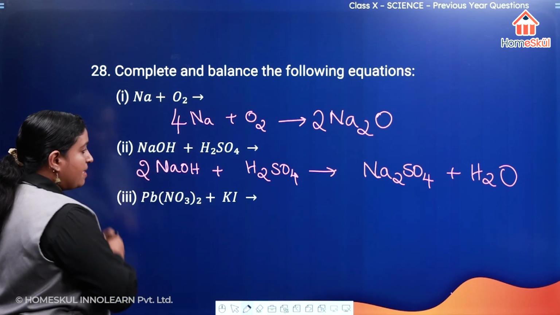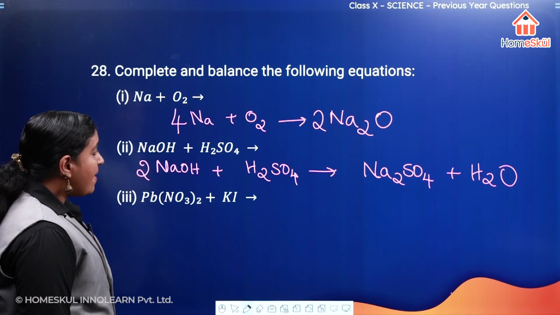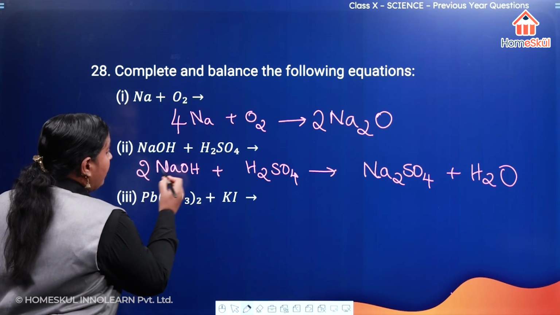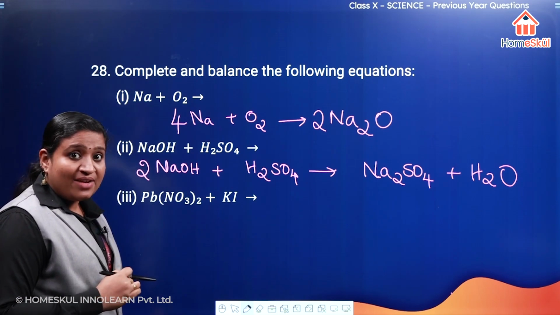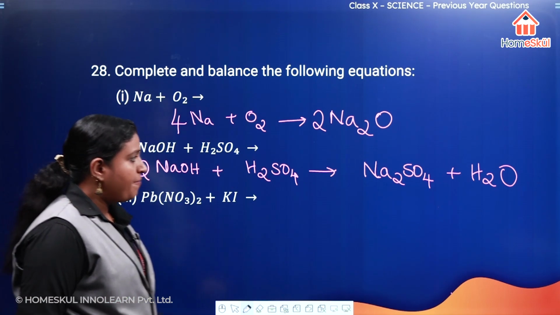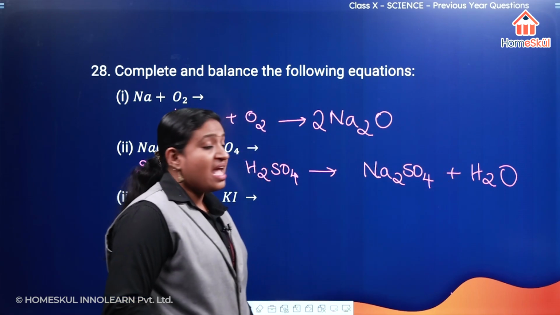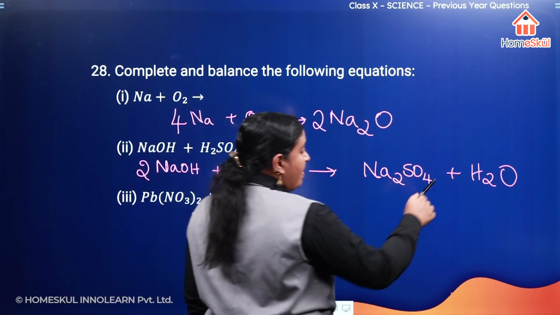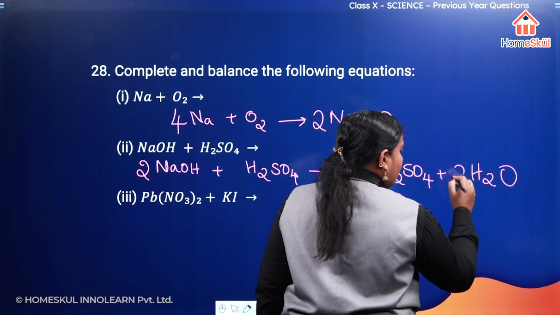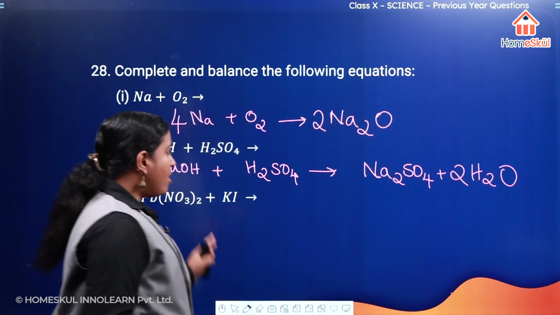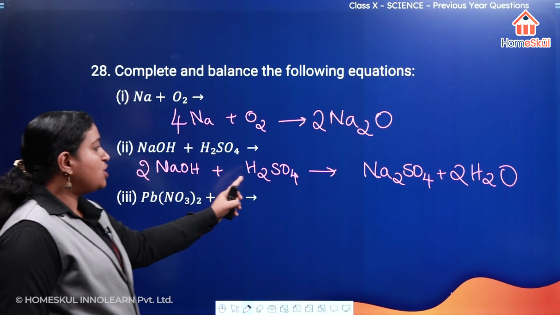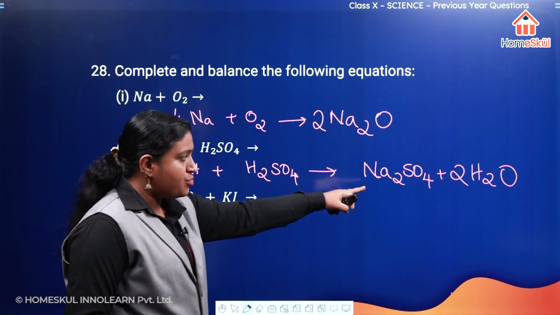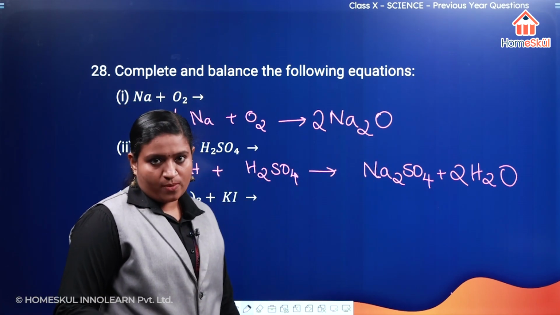Now, sodium atoms become 2. Now, look at the number of hydrogen atoms. Here, 2 plus 2. So, in total on the reactant side, we have 4 hydrogen atoms. But on the product side, we have only 2. So, to make it balanced, let's put 2 here. Now, the equation becomes balanced. Okay. 2NaOH plus H2SO4 giving Na2SO4 plus 2H2O.